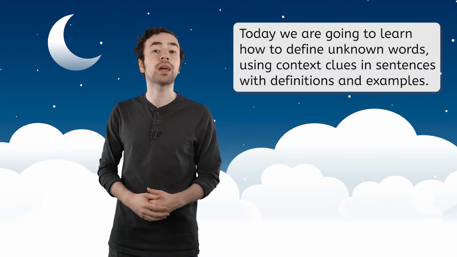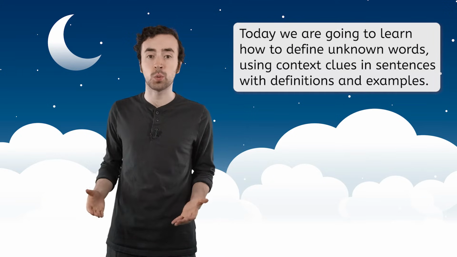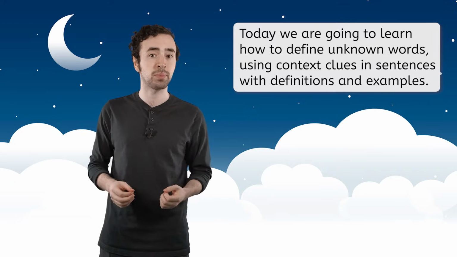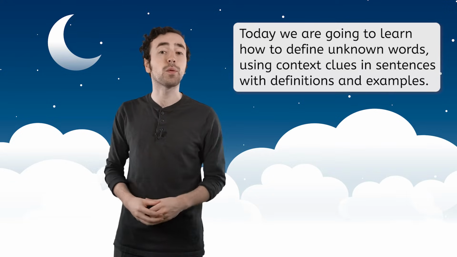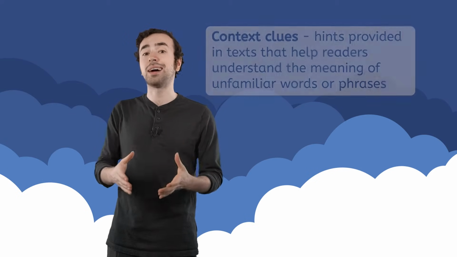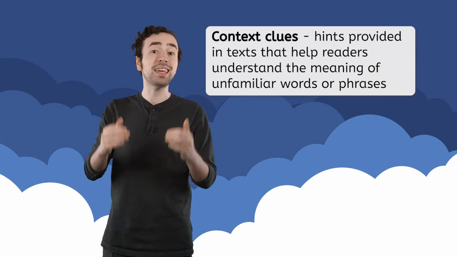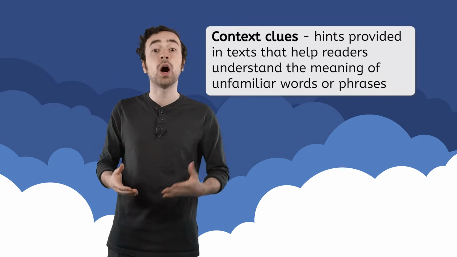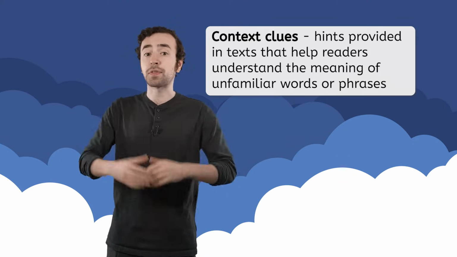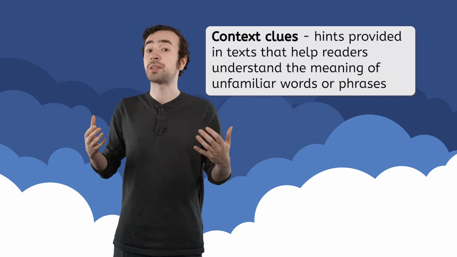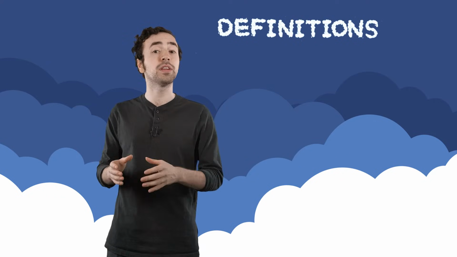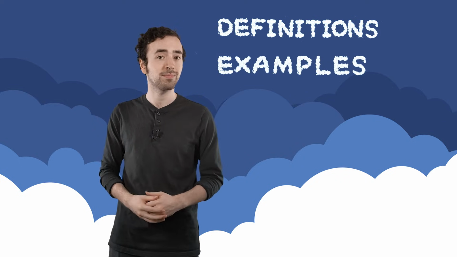Today, we're going to be learning how we can find the meanings of unknown words using context clues in sentences with definitions and examples. As always, make sure you're following along in your PDF. So, we've already learned that context clues are hints provided in texts that allow readers to understand the meanings of unknown words and phrases. Throughout this unit, we're going to be learning about all the different types of context clues. Today, we're going to be focusing on definitions and examples.